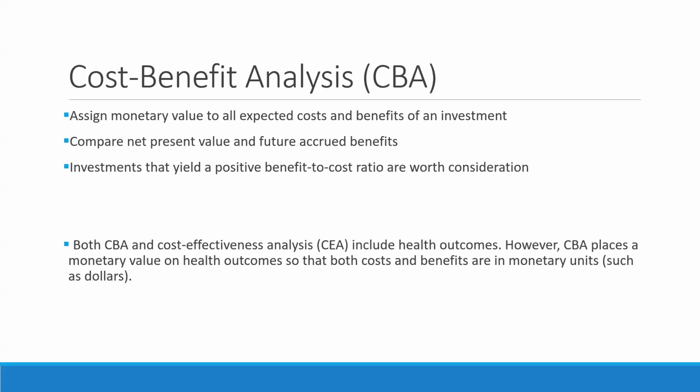A related concept is cost-benefit analysis, which assigns monetary value to all expected costs and benefits of an investment. It compares the net present value and future accrued benefits. And it's basically about the benefit to cost ratio. I think this last point is important in understanding the core difference and similarity. They both include health outcomes, but cost-benefit analysis places a monetary value on health outcomes, so that costs and benefits are in monetary units such as dollars.